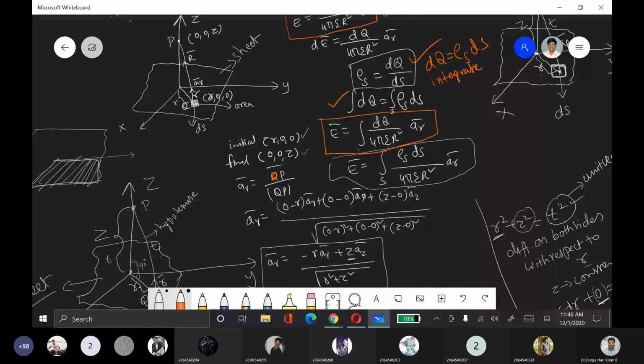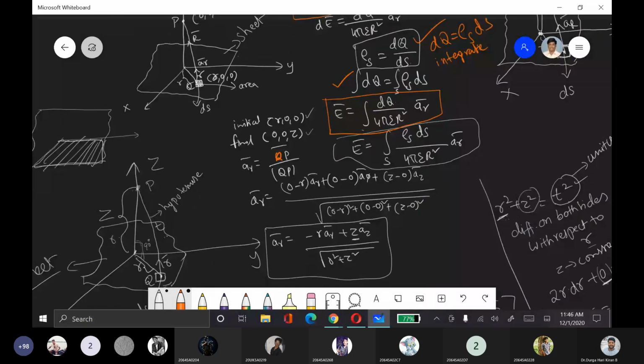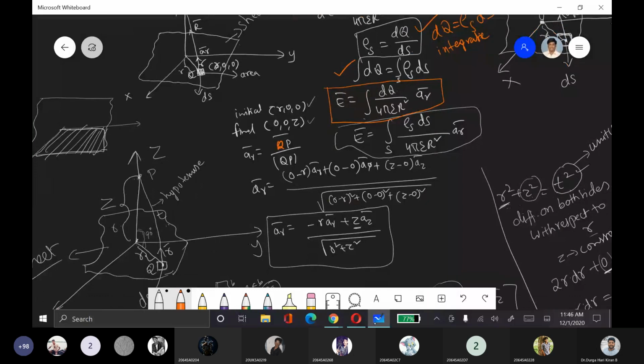So here, taking the initial and final values, we get A R bar, which is QP bar by modulus of QP. So A R bar we can find like this. Finally, A R bar is minus R A R bar plus Z A Z bar by root of R square plus Z square. This is what we have found out for this particular point.